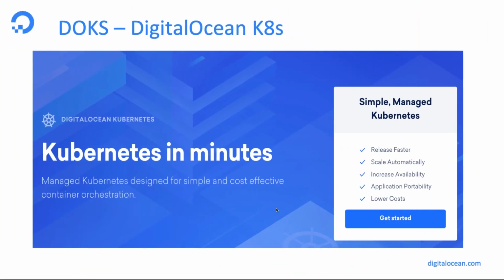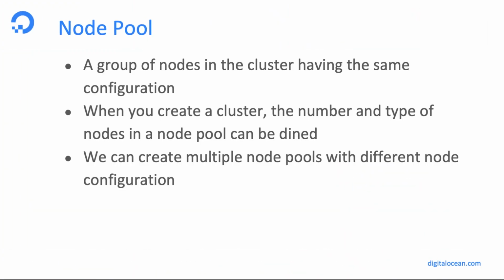So let's see what exactly a node pool means. My cluster would have worker nodes, but worker nodes can be consolidated together. Similar configuration worker nodes are grouped together in something called a node pool. So what is a node pool? A node pool is a group of nodes in the cluster which have the same configuration.